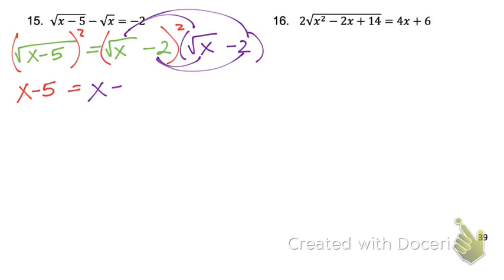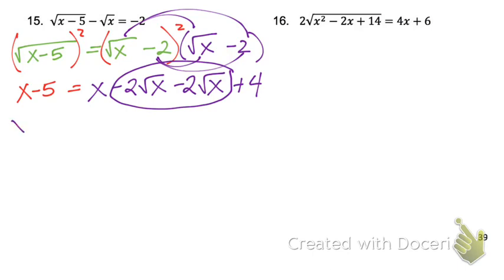Minus 2 square root of x, minus 2 square root of x, plus 4. So I combine my like terms, which are these. So x minus 5 equals x minus 4 square root x plus 4. Then we subtract the x and add the 5.